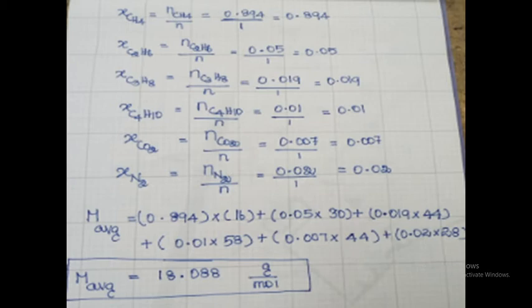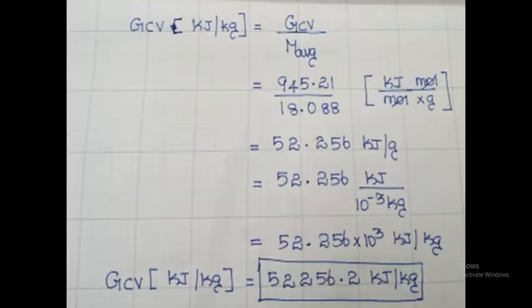So substitute these values to determine the average molecular weight of the gaseous mixture. So M average is equal to 18.088. The unit of M average is gram per mole. Are you clear? Okay. Now we are going to calculate gross calorific value, that is GCV, in terms of weight basis. Weight basis means the units are kilojoule per kg. How will we get kilojoule per kg? That is equal to GCV divided by M average.